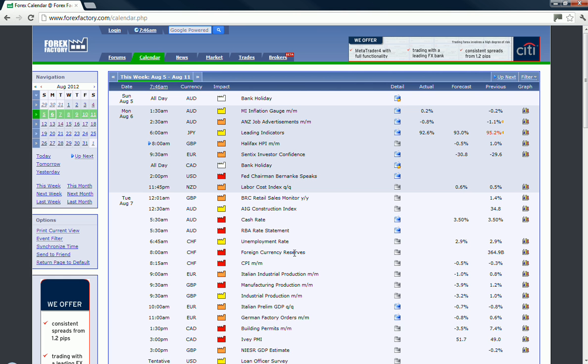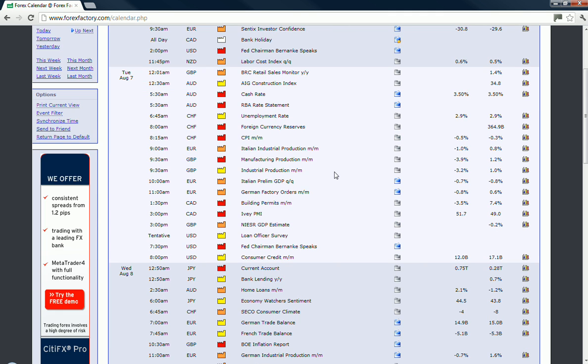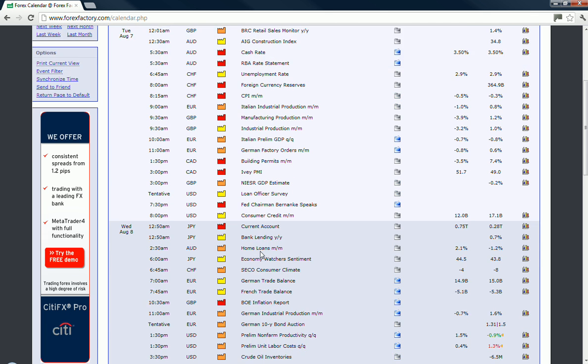Now let's have a little look at the forex calendar. The only big news today is Fed Chairman Ben Bernanke speaking at 2 p.m. Look out for that. On Tuesday, tomorrow, we have some Aussie data, the cash rate, which is at 3.5% currently, and the RBA rate statement. At 9:30 we have UK manufacturing production, month on month. At 1:30 there is some Canadian data, the building permits and Ivey PMI. At 7:30, Fed Chairman Bernanke is speaking again.